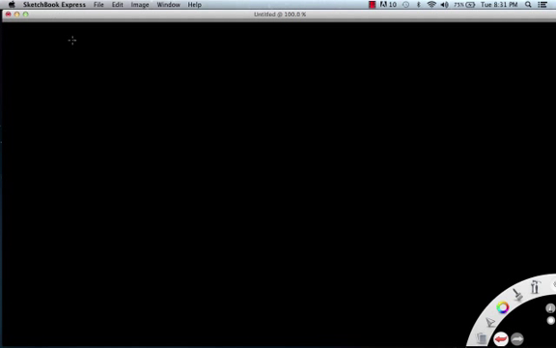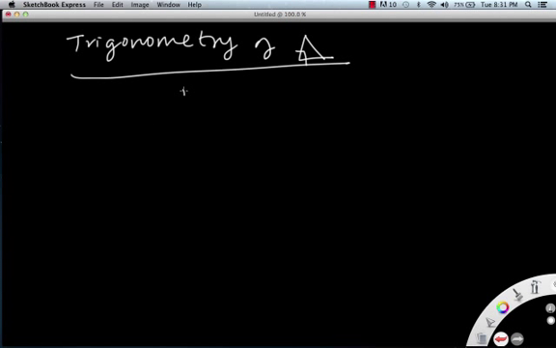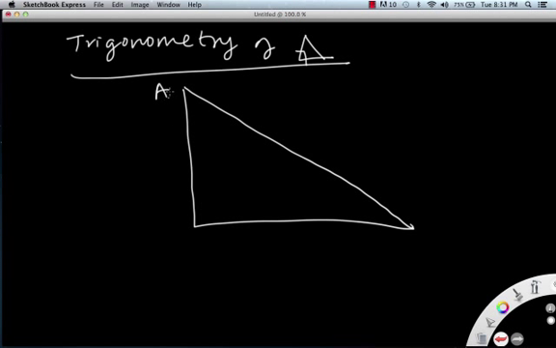In this chapter, we will talk about trigonometry of right angle triangles. Let's first draw a right angle triangle and call it ABC. The sides AB and BC are perpendicular to each other, and this angle at B is said to be 90 degrees, or called a right angle. The longest side of a right angle triangle is called the hypotenuse.